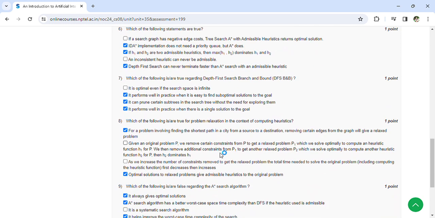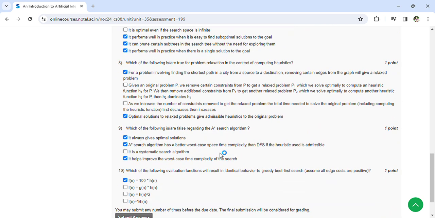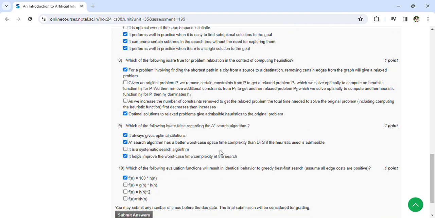Coming to the eighth question, which of the following is true for problem relaxation in the context of computing heuristics? Here we are having 4 options. The right options are A and D. Coming to the ninth question, which of the following is false regarding the A star search algorithm? So the options are A, B and D.